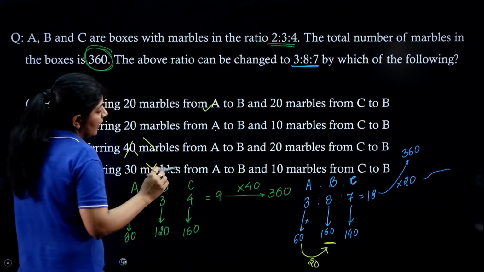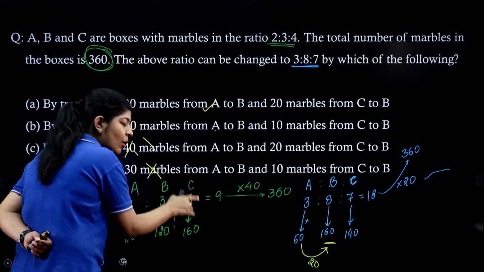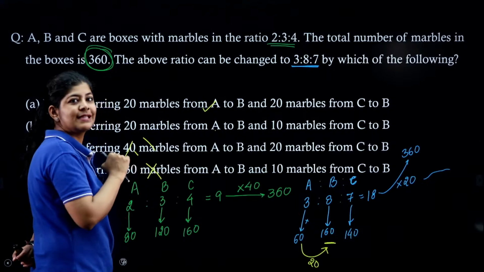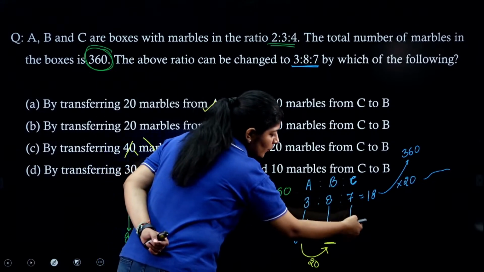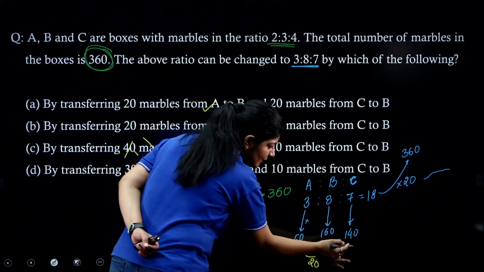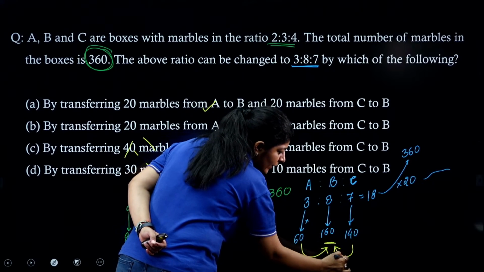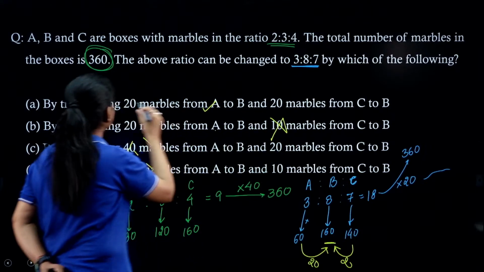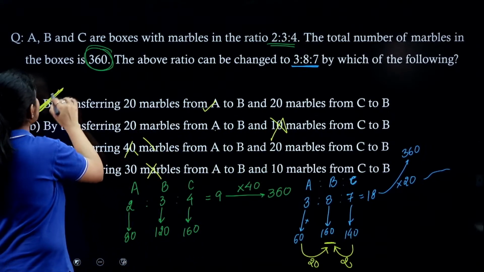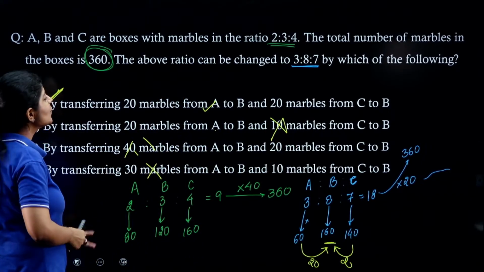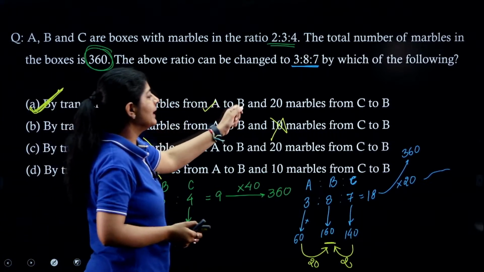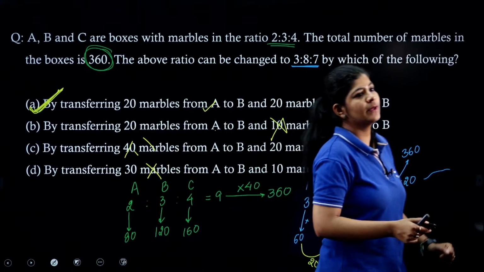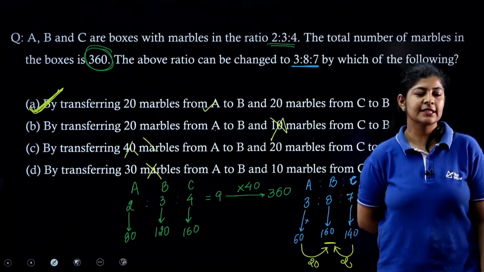Now, initially we have 160 marbles in C and in the end we only need 140 marbles. That means C is also giving 20 marbles to B. That means this option is also eliminated and the correct answer over here is option A. By transferring 20 marbles from A to B and 20 marbles from C to B is my correct answer. Is it clear? Very good.